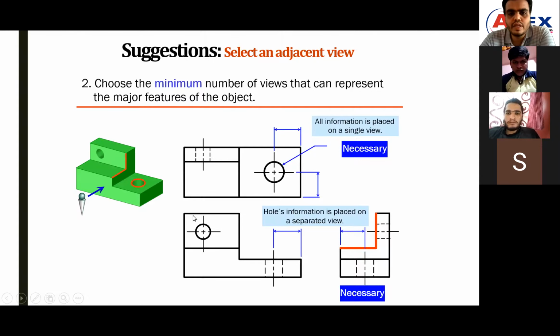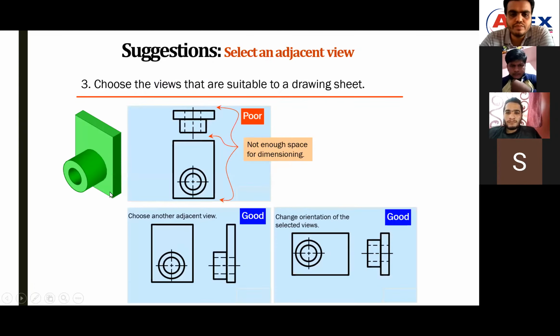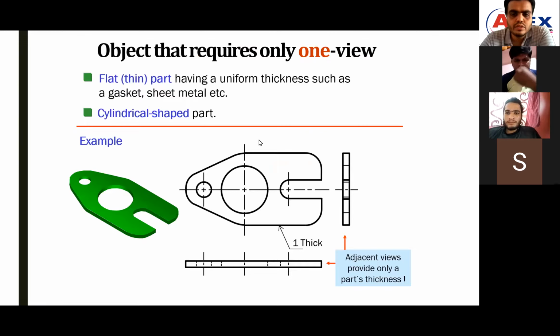So next, see here, side view. You can write like this. So I will share with you. Okay. So here, this is one of the flat, thin parts having uniform thickness.